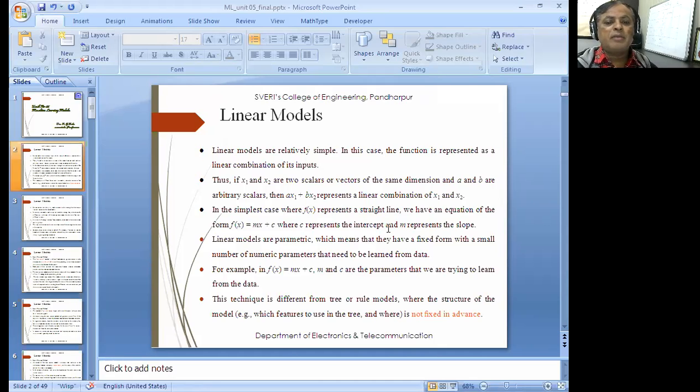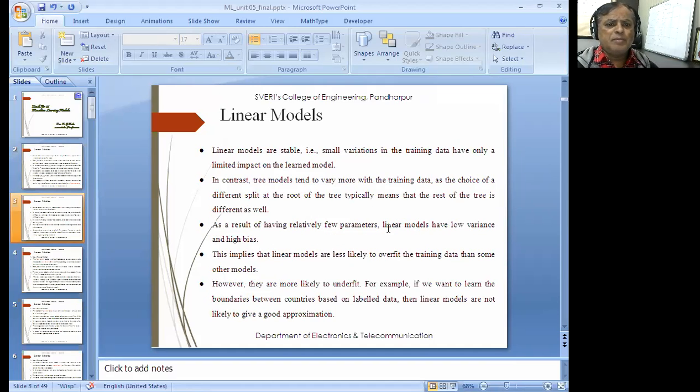Beyond that, we have been seeing there are different learning models like tree and rule models. This technique is different from those models as it is not fixed in advance. So nothing is fixed in advance, whereas in the other models some things are fixed. Here, a few parameters are fixed, which we don't have to concentrate on. Most of the concentration is on the small number of numeric parameters which the model has to learn from the data.